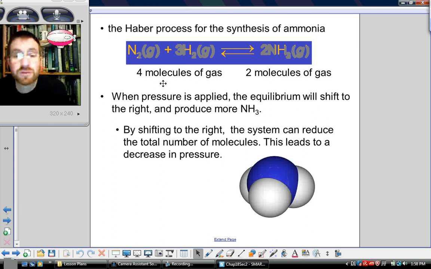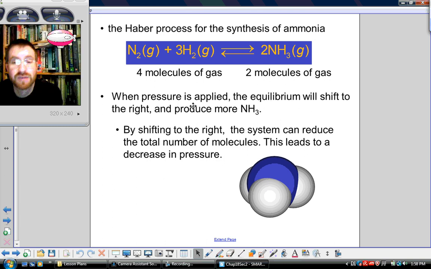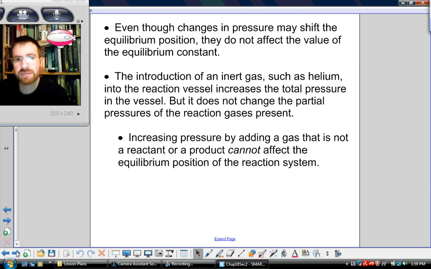The Haber process for the synthesis of ammonia is depicted here. Notice that we have 4 molecules, or 4 moles worth of gas on one side, and 2 molecules, or we could say 2 moles worth of gas on the right-hand side. When pressure is applied, the equilibrium will shift to the right to produce more NH3, hence fewer molecules of gas. By shifting to the right, the system can reduce the total number of molecules, which leads to a decrease in pressure.